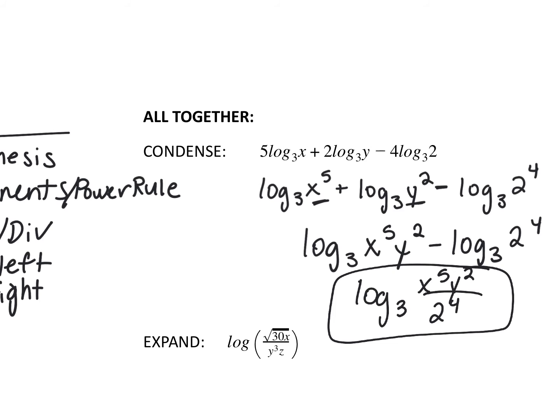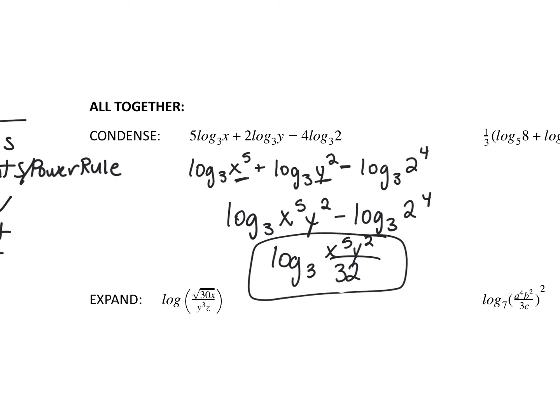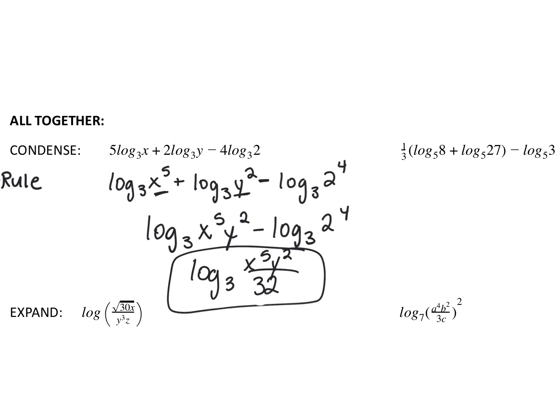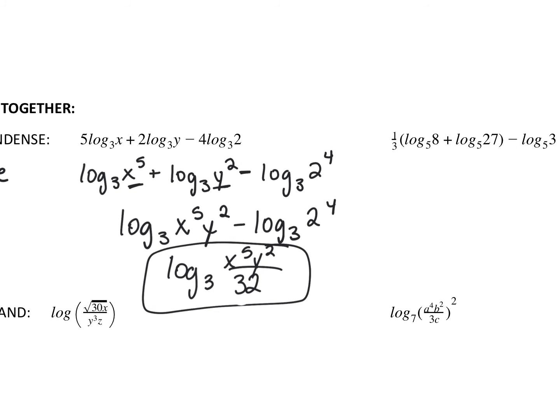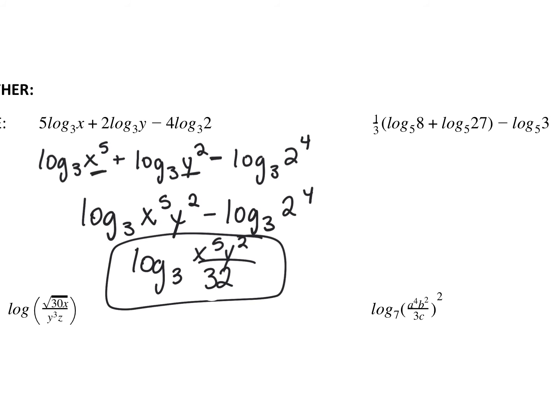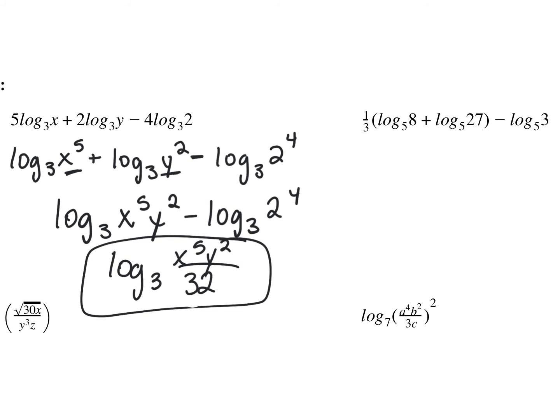You could evaluate 2 to the 4th. Okay, it would be 32. So you could change that to a 32 if you want to, or you can leave it as 2 to the 4th. I don't care. It's good to get in the habit of simplifying, yes, but this is a hard concept, so I probably wouldn't take off points if you didn't, just because I wanted to see that you got to that step. Okay?